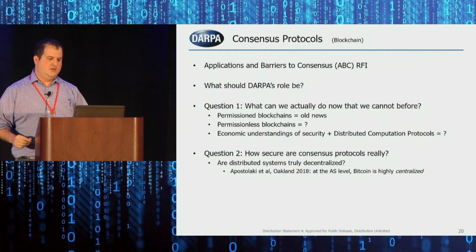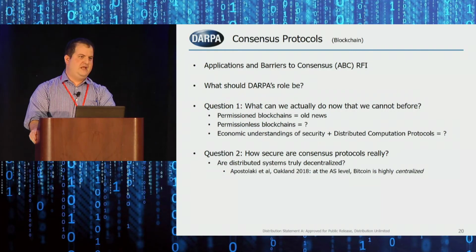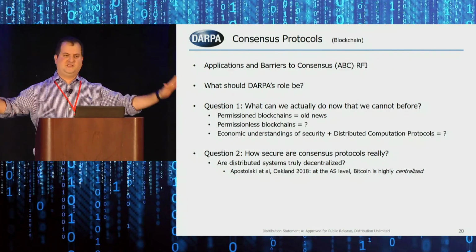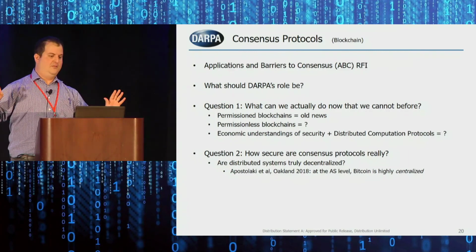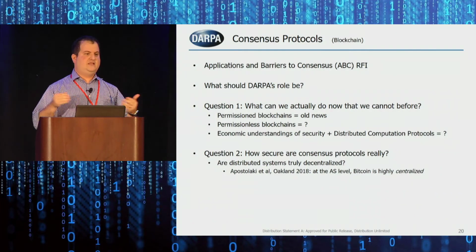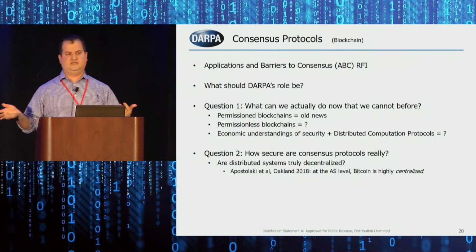So one is, what can we really do now that we couldn't do before? From that perspective, permissioned blockchains are distributed computing from the 80s. I'm not saying they're not cool. I'm not saying you can't do cool things with them. I'm just saying, fighting words, I don't think they're new. I think permissionless is really where it's at. And that's the thing that was really not possible before, developing these highly, highly distributed consensus protocols.